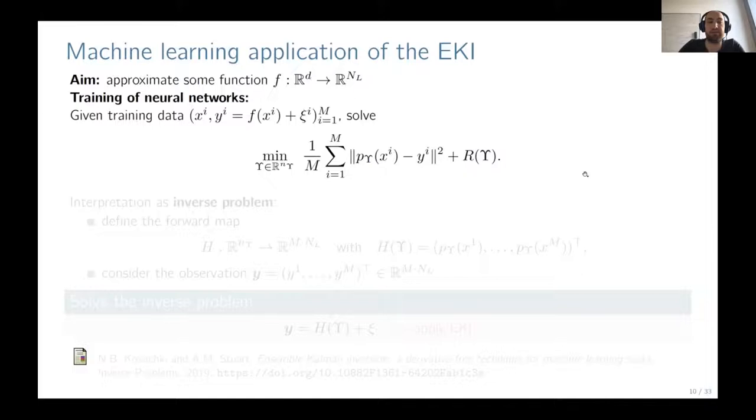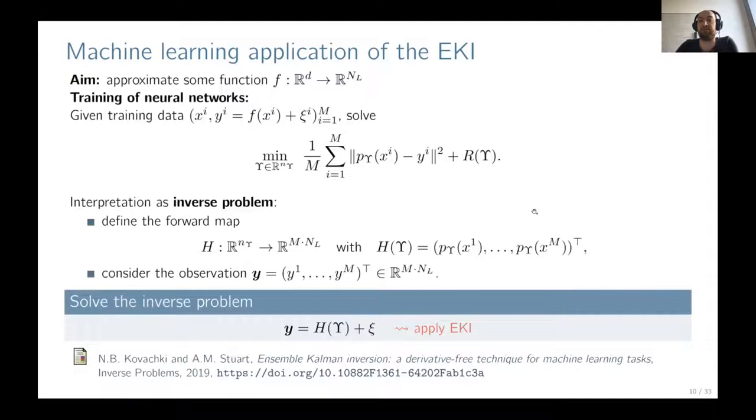And this has been done for EKI. So EKI can be applied to train neural networks just by fitting the data points. And therefore, we interpret this task of minimizing this data misfit as an inverse problem. So we define the forward map just by mapping to the output states of the neural network. And we consider this observation given by the training data, and the task then is to recover the weights given the observations of our training data. And here, as we formulate this as an inverse problem, we can now simply apply EKI to train the neural network. And this has been proposed by Kovachki and Stuart.